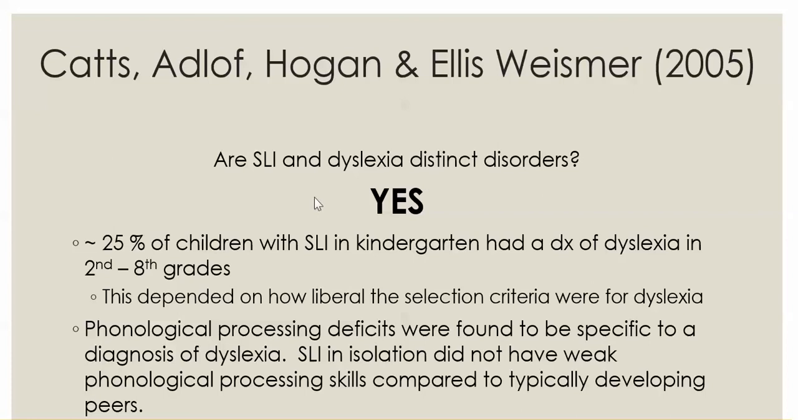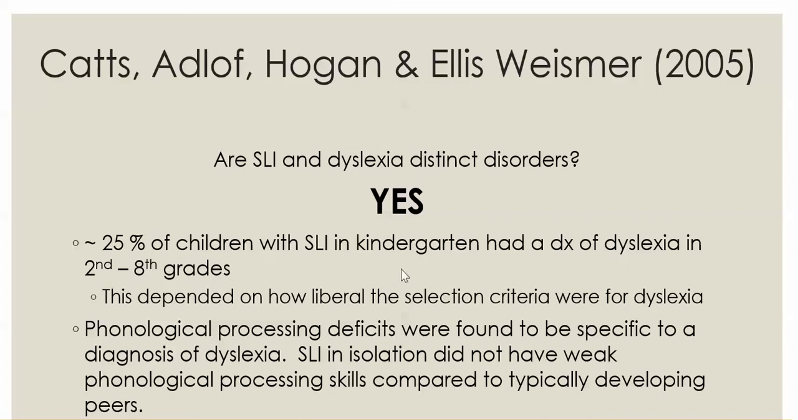Yes, they are. In this study, which you may have noticed is the same population of children as the Katz, Fay, Tomlin, and Zhang article. That is your discussion article for this week. So this is a large longitudinal study that was conducted in Iowa. What they found was that 25% of children with SLI in kindergarten had a diagnosis of dyslexia in 2nd through 8th grade. So they followed up in 2nd, 4th, and 8th grades.